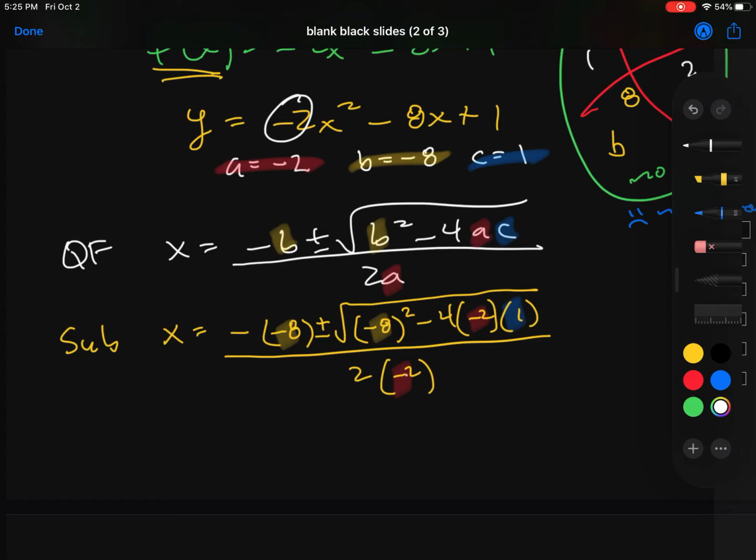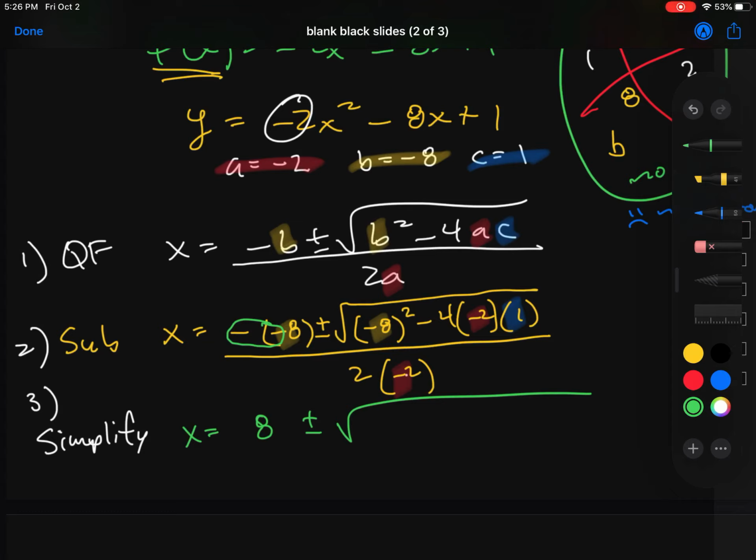Okay, what do we do next? We're going to simplify. So we've done write down the formula, always, every problem, substitution, and now we're going to simplify, which will probably take us the longest, okay? The opposite of a negative 8 is positive 8. Negative 8 times negative 8 is positive 64. Negative 4 times negative 2 is positive 8, and 8 times 1 is 8. So we have a positive 8 there, all over negative 4.